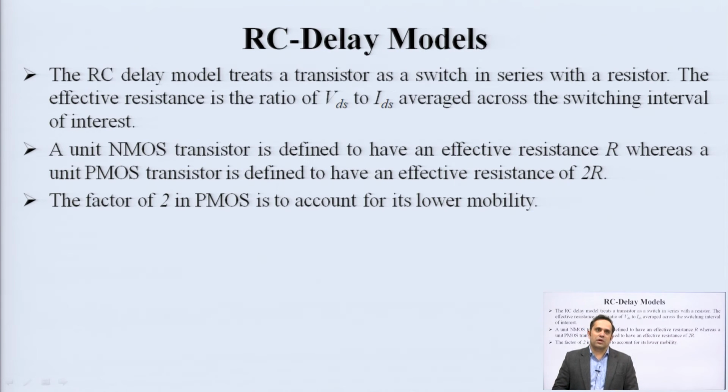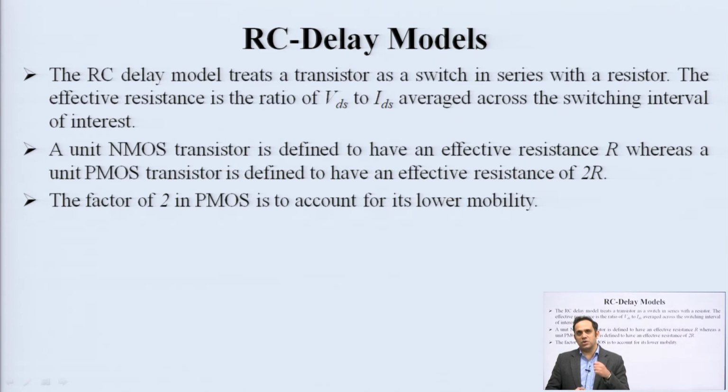The RC delay model treats a transistor, which is charging and discharging a capacitor, as a switch in series with a resistor. So, every circuit can be considered as a series RC circuit. It has a certain effective resistance, the ratio of drain source voltage to drain source current. And we define something known as a unit transistor.